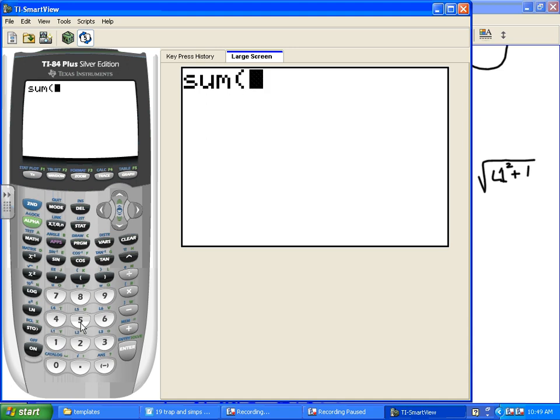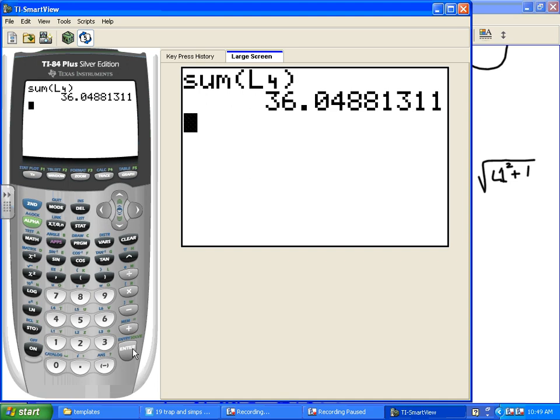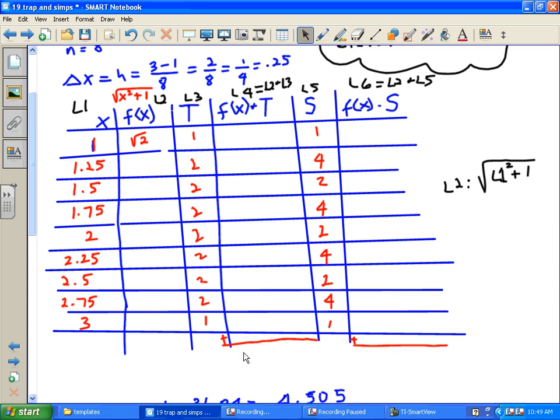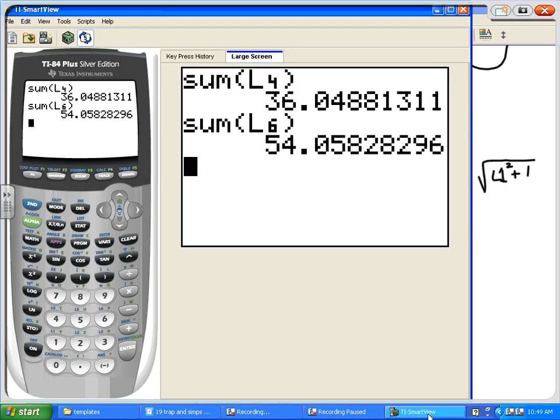Okay, which column do we want to add up? L4, okay, this is the second 4. And also, I'm going to do second enter to reproduce the command, or go back where you got the sum. And which other column? L6, correct? And there is that sum. So let's write them down. 36.0488. And the last column is 54.058.